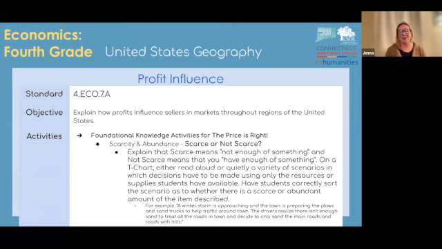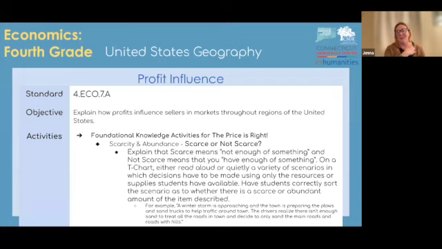So on a T-chart, you can either read aloud or quietly a variety of scenarios in which decisions have to be made using only the resources or supplies that students have available. The students can then correctly sort the scenario as to whether or not there is a scarce or an abundant amount of the item described.